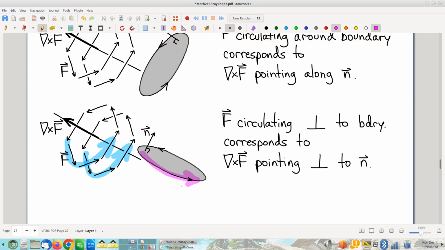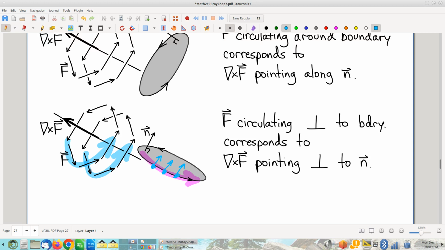Look at what the field vectors are literally doing. The field vectors at points along in here, kind of like this. And that's not circulation. The vector field is not going along the boundary. So you wouldn't expect there to be much circulation here.